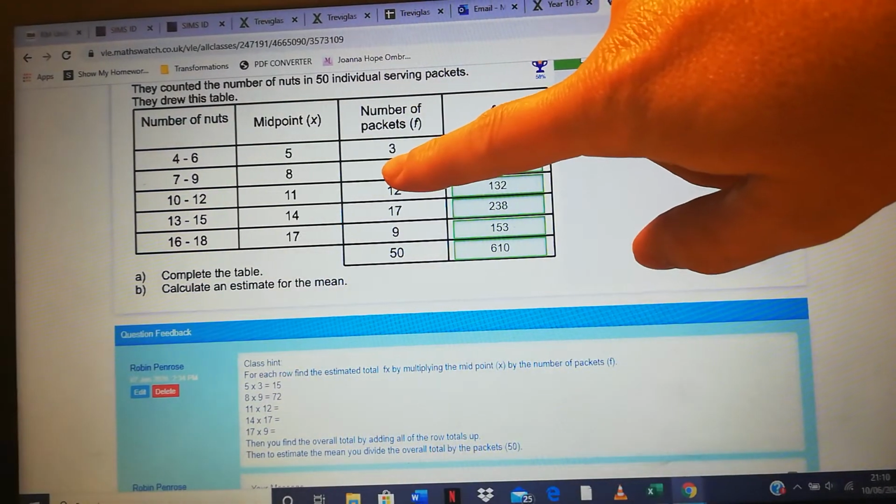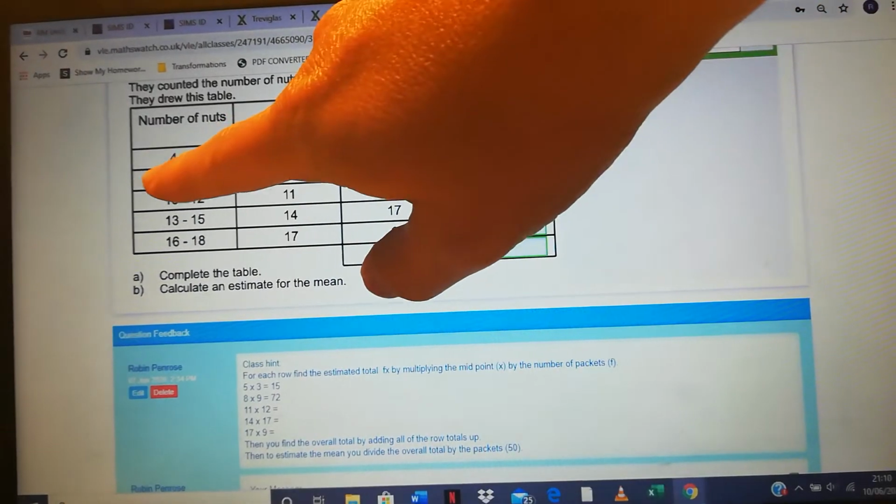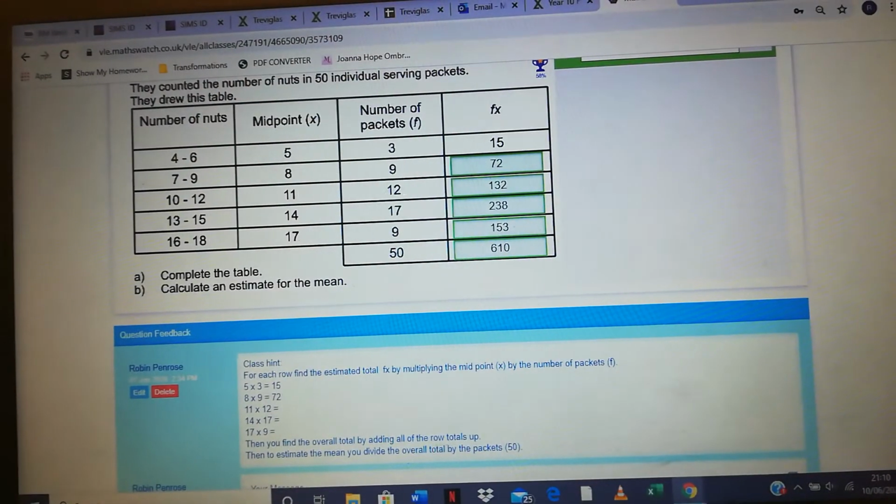And in these 3 packets here, between 4 and 6 nuts were counted in the packet. Now we don't know exactly how many nuts that is. It could be 4, it could be 5, it could be 6. So what we do is we estimate it to be the number in the middle. Now there's 2 ways in fact that you could do this. You could add the 4 and the 6 together, which would get you 10, and then you could half it, which would give you 5. Or you could just say, I can see that the middle number is 5.